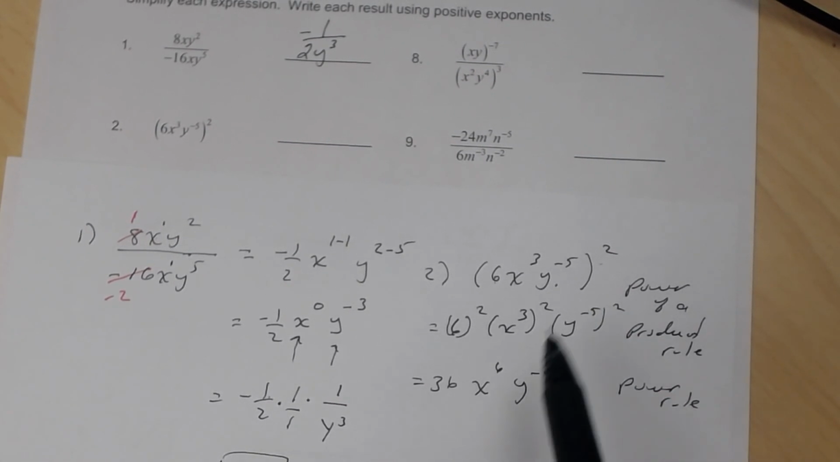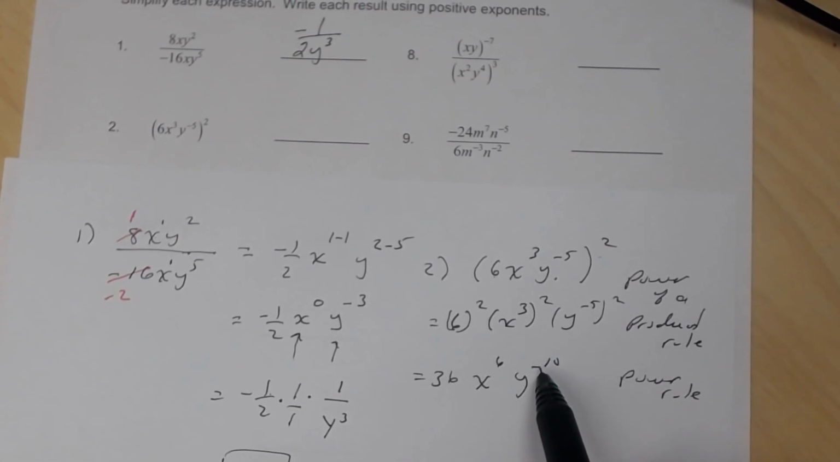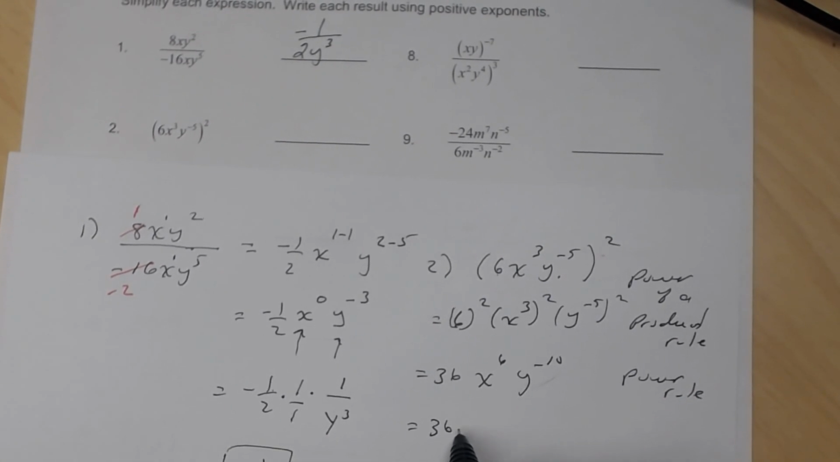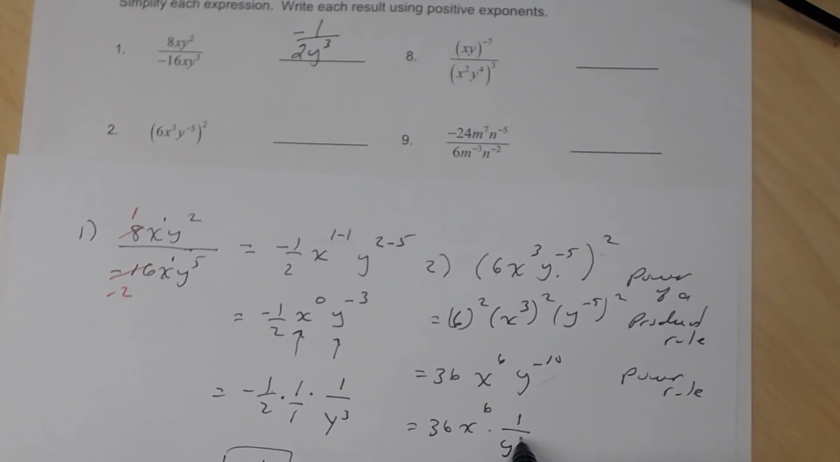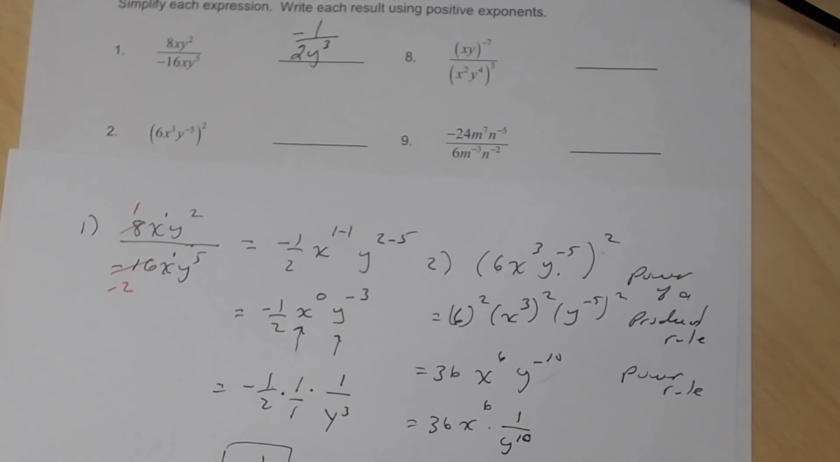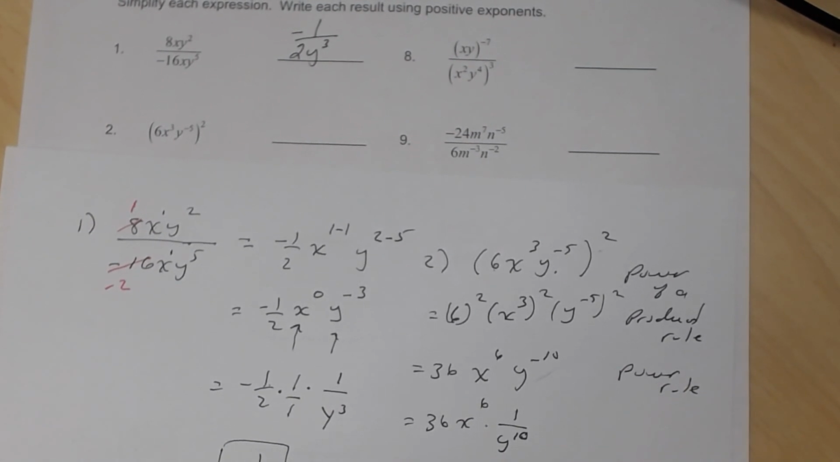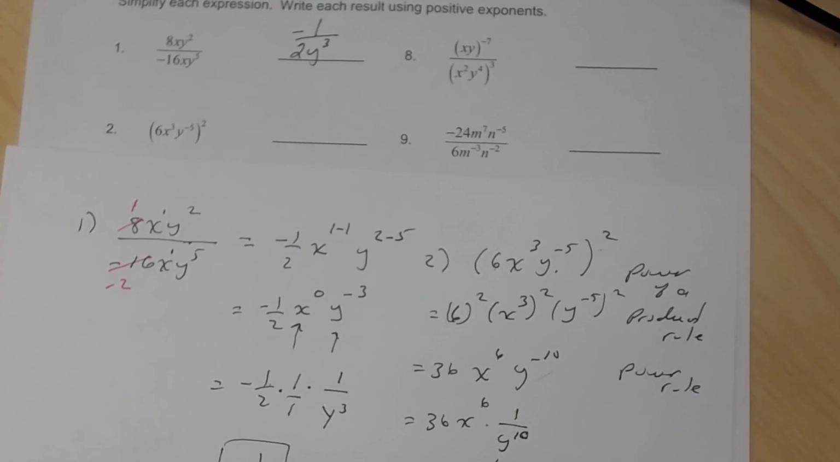Now remember, you don't want any negative exponents, so you have to rewrite this part. This becomes 36 times x to the 6th, and then y to the negative 10th is 1 over y to the 10th. Now you're going to write it as one fraction. Don't leave it like this. So you're going to say 36x to the 6th divided by y to the 10th. All right, so that's your answer there.